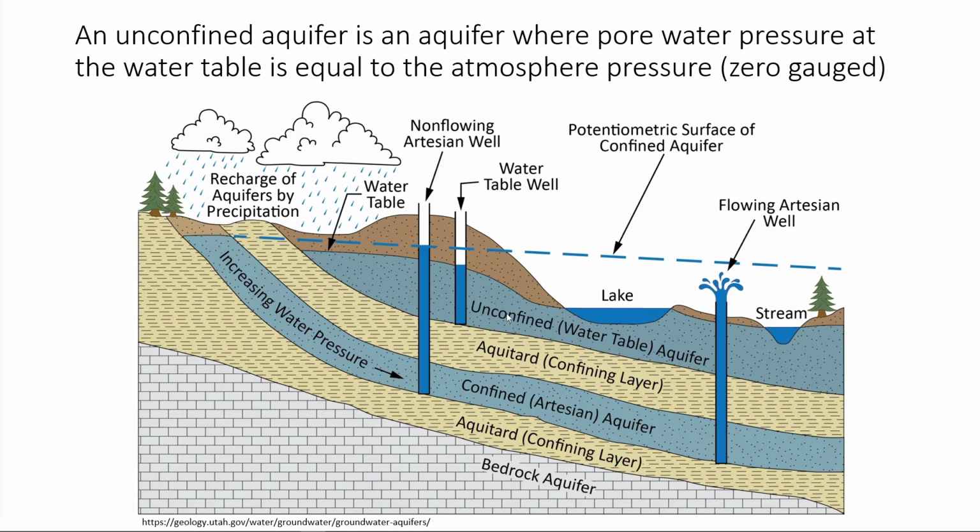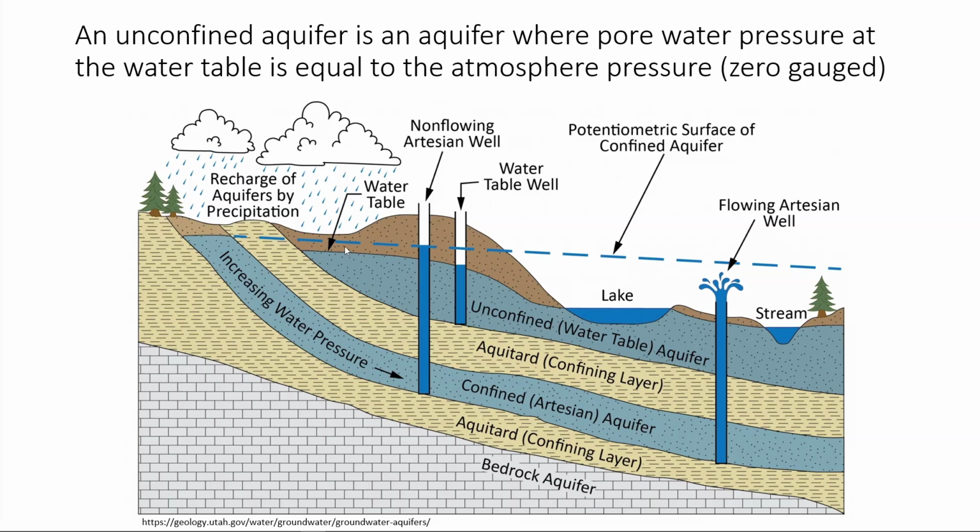So what does this mean? Let's look at this in detail. It means that it has a water table. We call this the water table. Why? Because you will have rainfall. Some of this water will evaporate. Some of this water will infiltrate. Some of the infiltrating water will make it and recharge this aquifer.